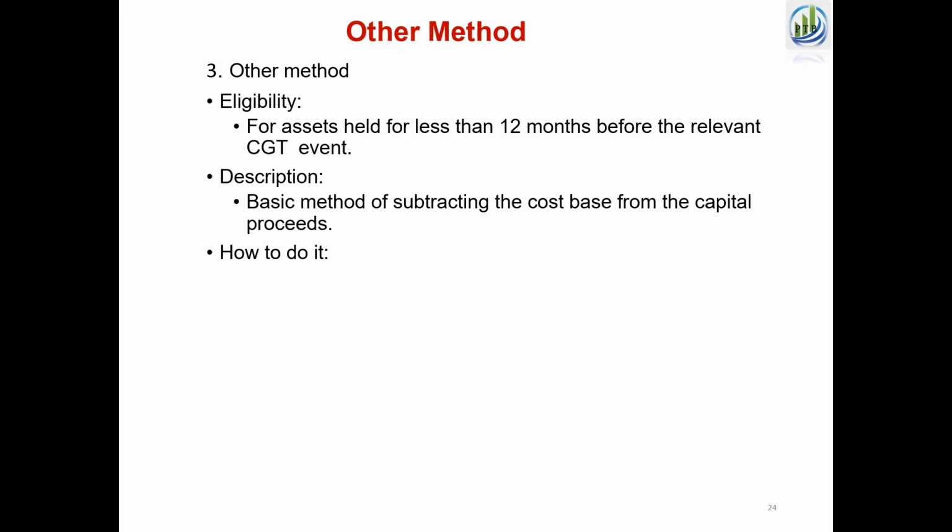So the first criterion is less than 12 months, always the other method. But for companies and non-residents, if they purchase the assets after 21st of September 1999, their option is only the other method, right?